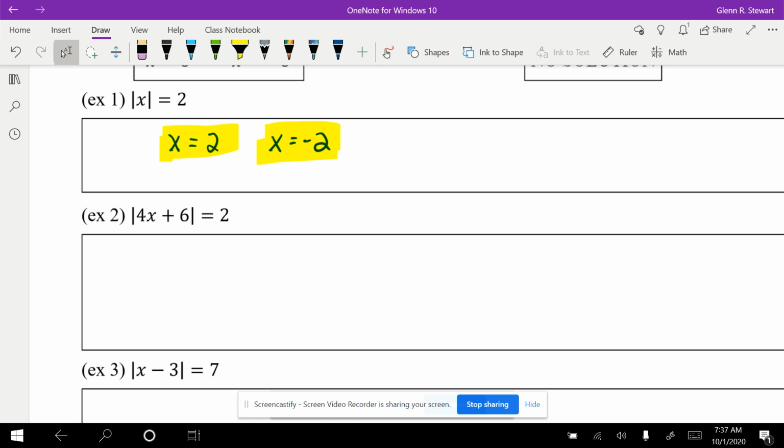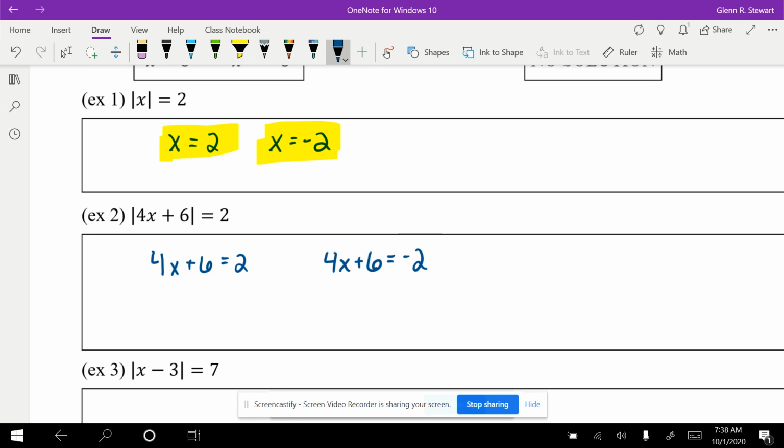Example number 2, absolute value. The question you have to ask yourself first is, is there anything outside of those little absolute value lines? Outside of the equals 2? No. So in this case, from here, I can split it up into 4x plus 6 equals 2, and 4x plus 6 equals negative 2.